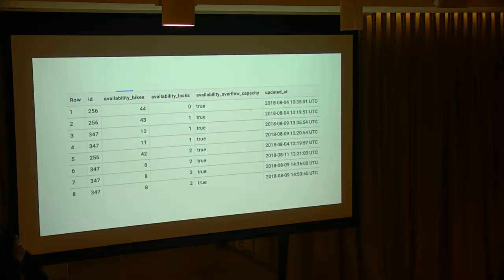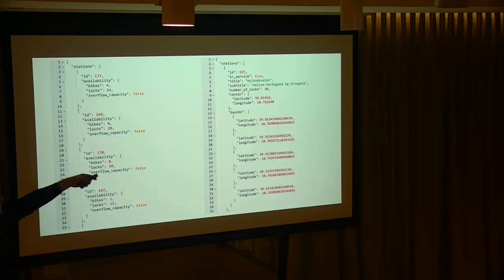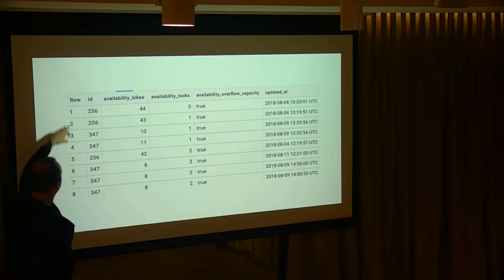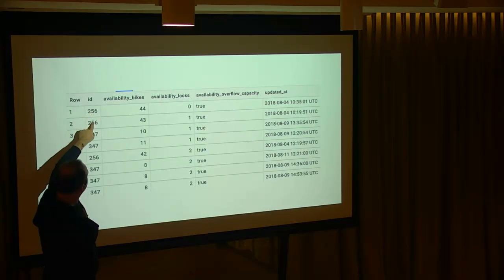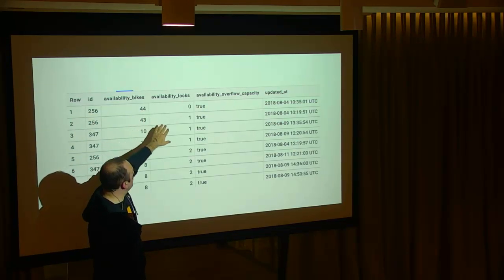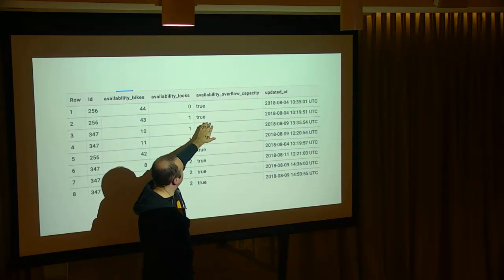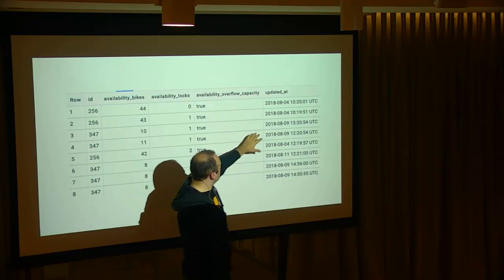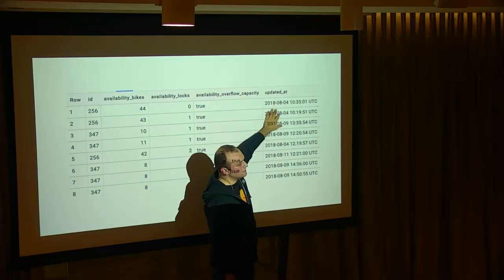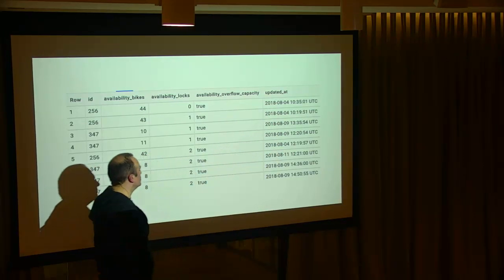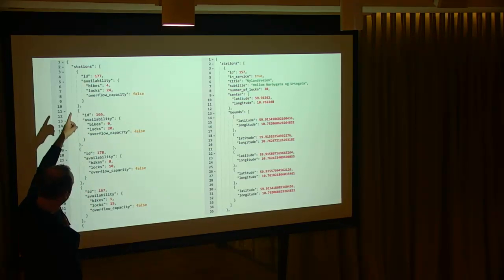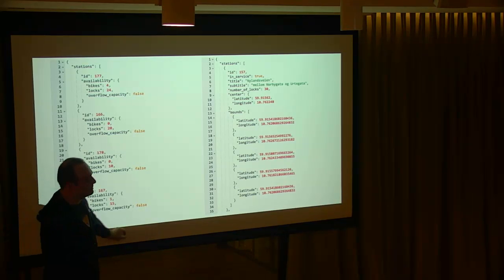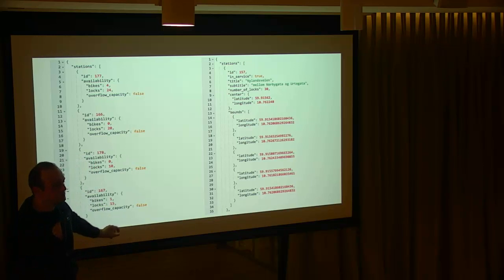What happens is that I want to go from those two files with all this data to this. This is auto-generated, so it doesn't matter. Then you have an ID, availability of bikes, availability of locks, which I don't really use that much, but it's there. And I also want to know when the data was generated, because this is a ginormous, huge JSON file, and there is a timestamp at the bottom saying this data was updated.